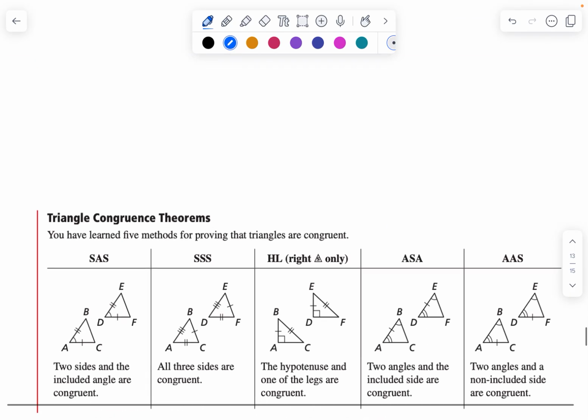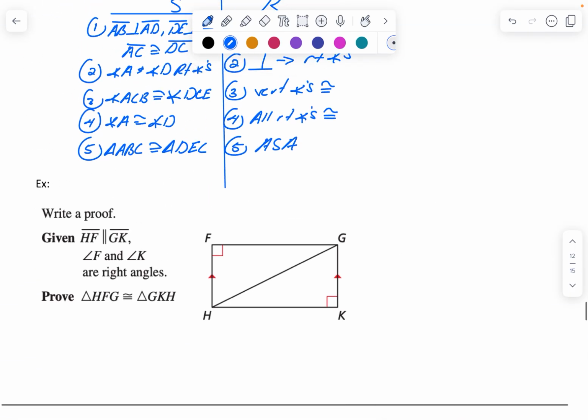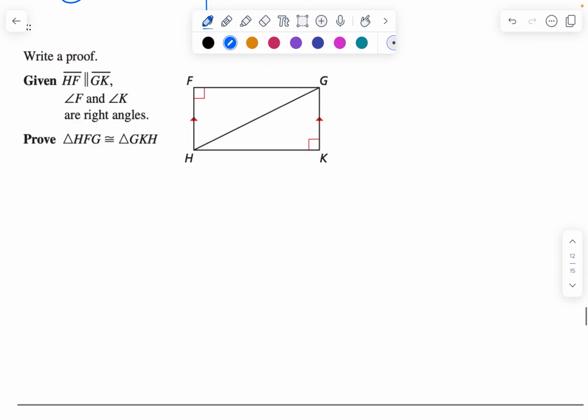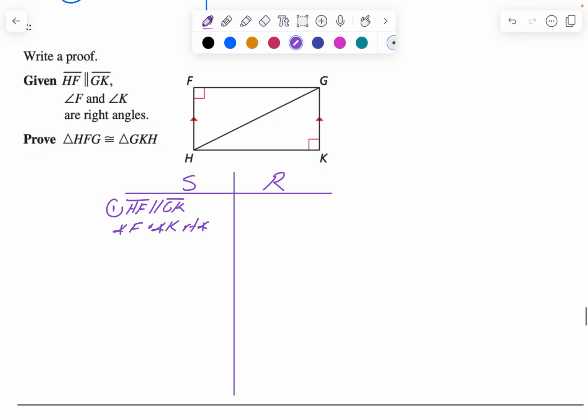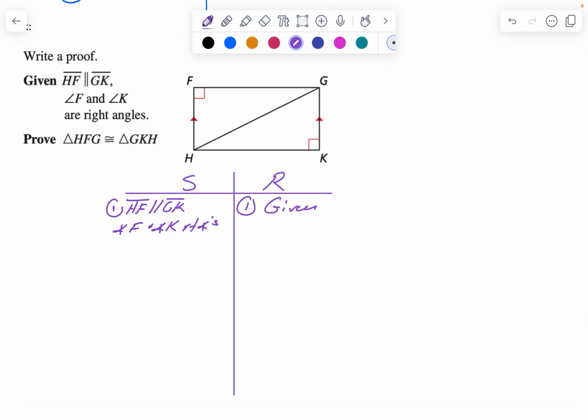Finally, oh gosh, we got a couple more proofs. All right, next proof. We're gonna get lots of practice. Statements, reasons. Okay. We have HF parallel to GK. We have angle F and angle K are right angles.